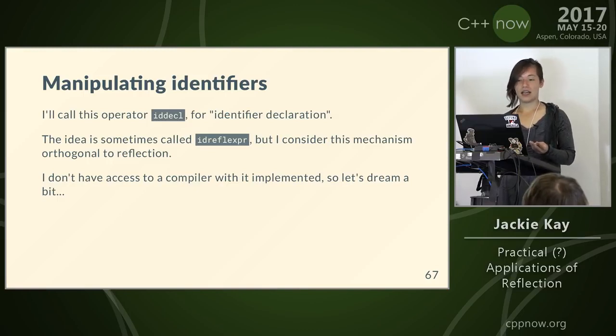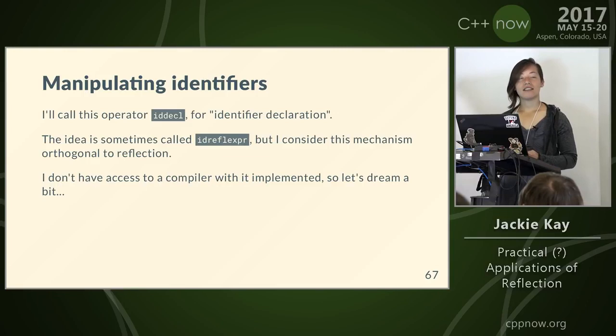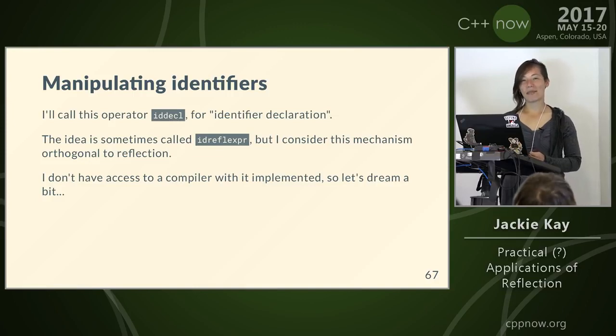And I'm going to give it another name because I feel that ID Reflexper is too closely tied to reflection. ID Decal is like identifier declaration. But it's missing the expert suffix. Do you think it should be ID expert? Every new keyword should have expert. Because it's so easy to pronounce. Yeah. So we should end up with expert.